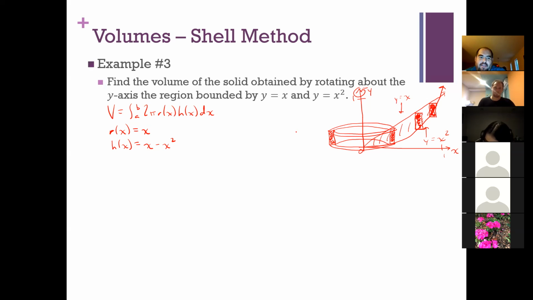Do I have the right order on that, or should it be x squared minus x? That's correct, right? And it's just like when we were doing area between curves. I want greater minus lesser, which since we're using x as our independent variable, it's going to be upper minus lower. So we have all the pieces we need. Limits of integration are 0 and 1. 2 pi times x minus x squared dx.